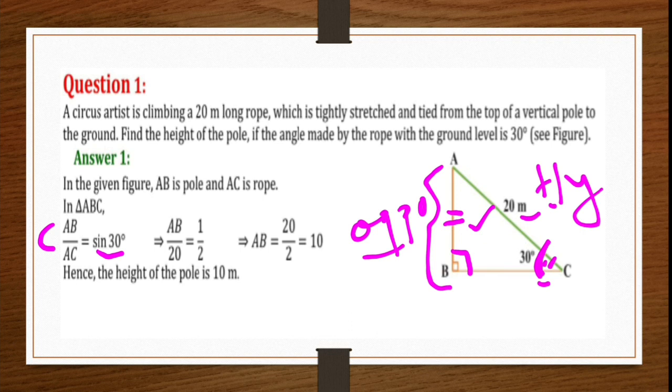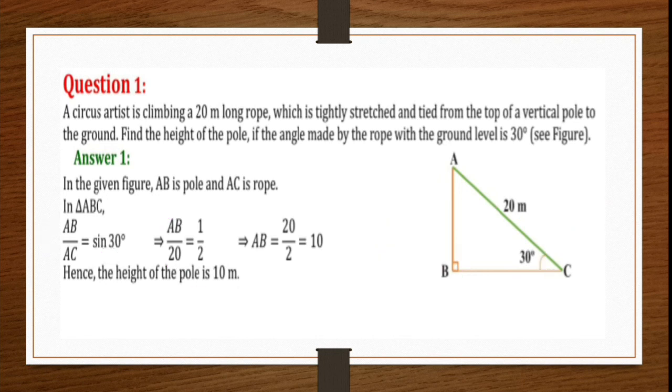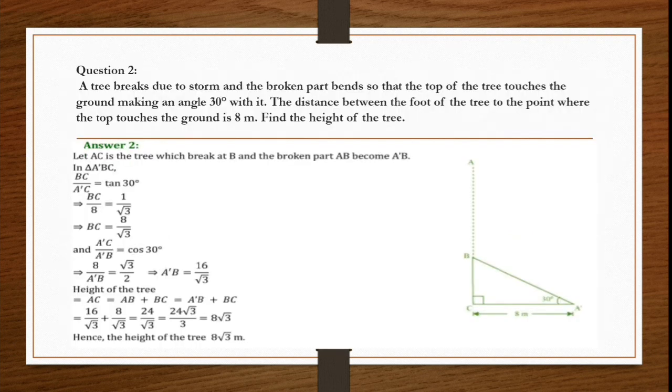Put the value of AC, which is 20. You have to find the value of AB. Sine 30 is equal to half. So the value of AB is 10. That means the height of the pole is 10 meter. Okay. In this way you have to solve question number 1. This is very easy. Now question number 2.